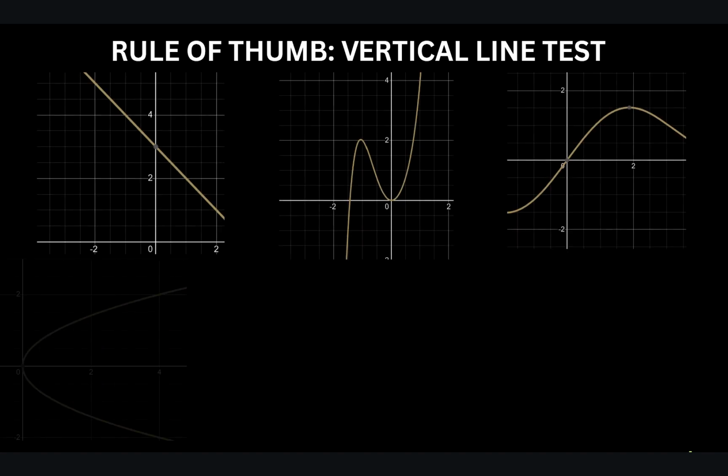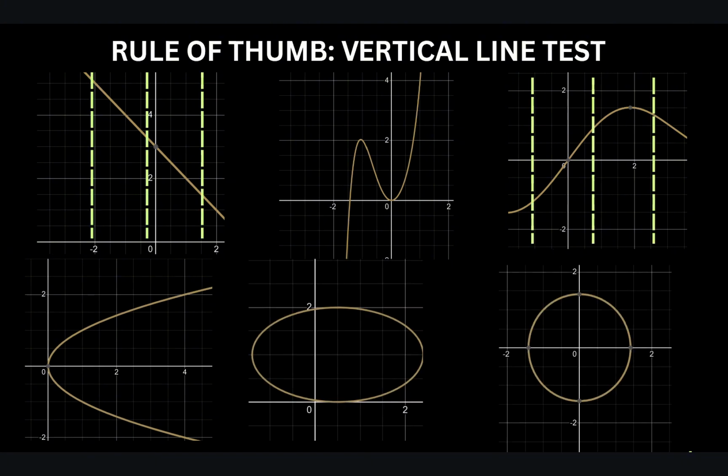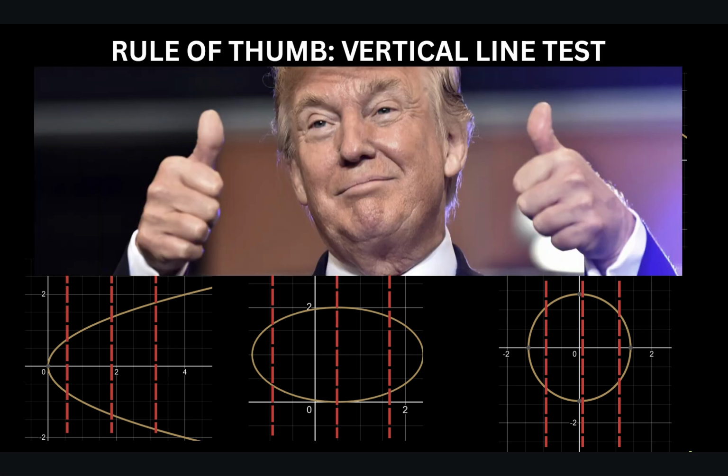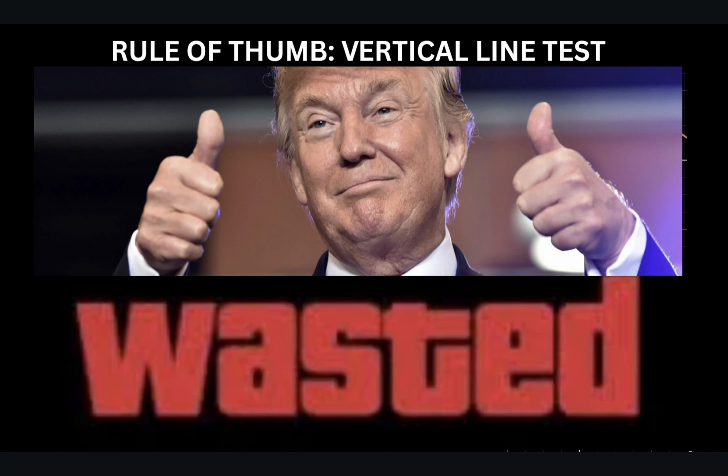Rule of thumb, how do we determine if any graph is a function? All we need to do is just draw vertical lines on the graph. And if the lines only intersect the graph once, it is a function. However, if any of the lines intersect with the graph more than once, it is not a function.